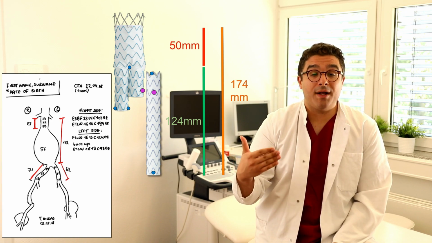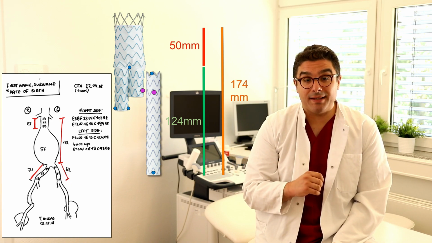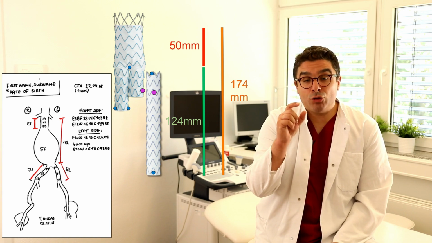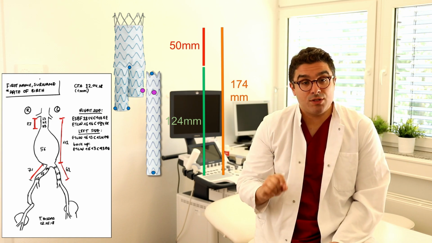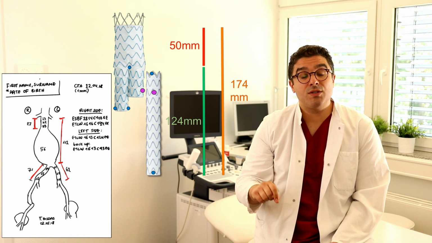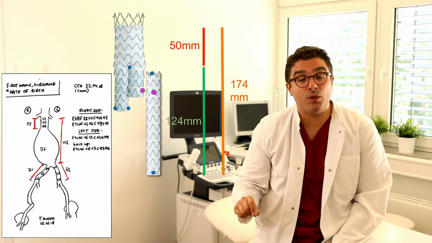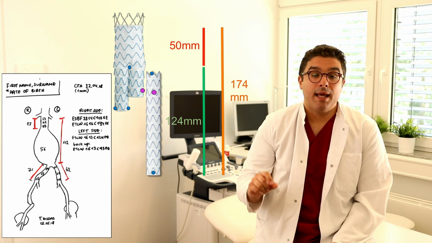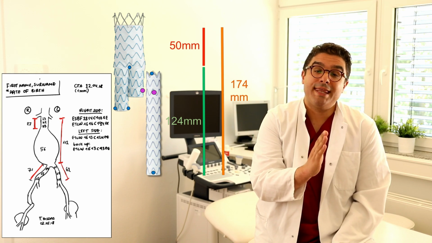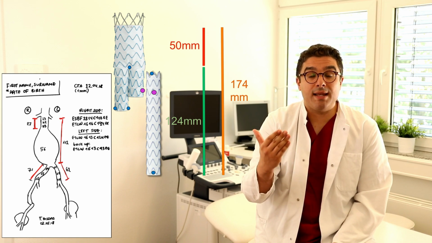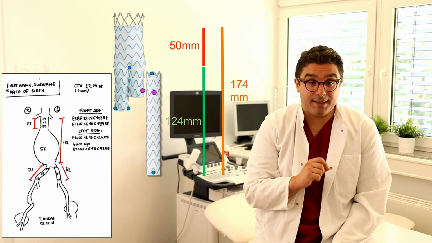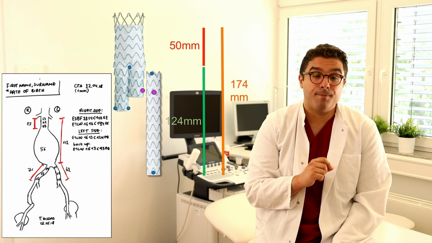That means 174 millimeter. This is the total length between the lowest renal artery and the origin of the hypogastric artery, which will be the landing zone for your iliac limb. Now you have to remove the 50 millimeter of the main body. That means we need a limb of 124 millimeter.